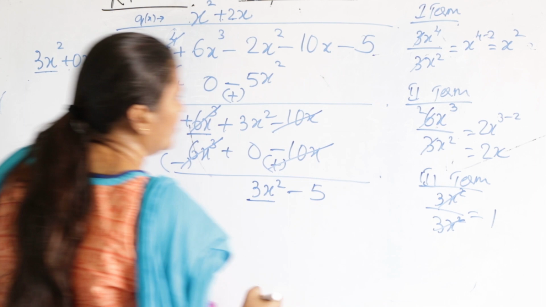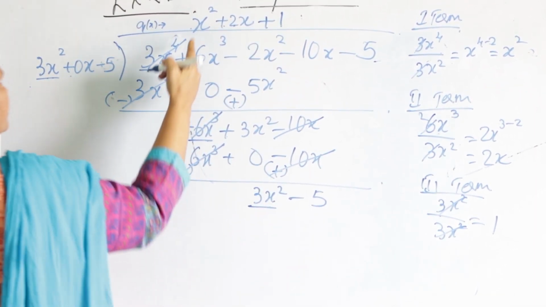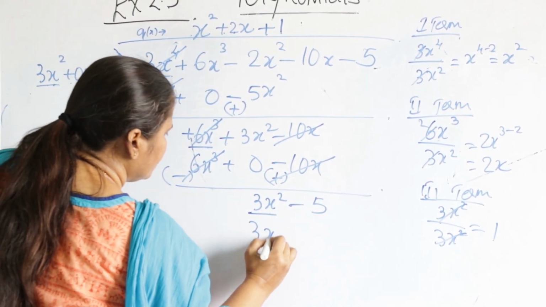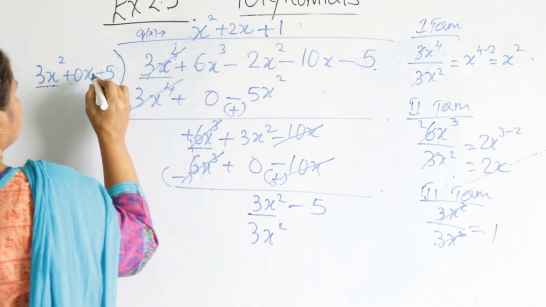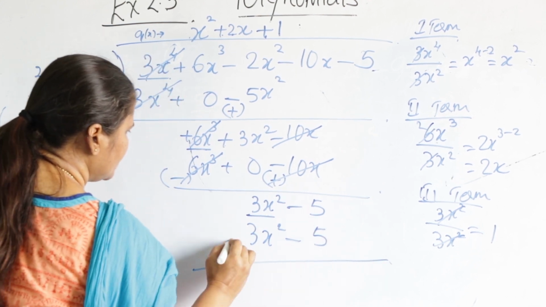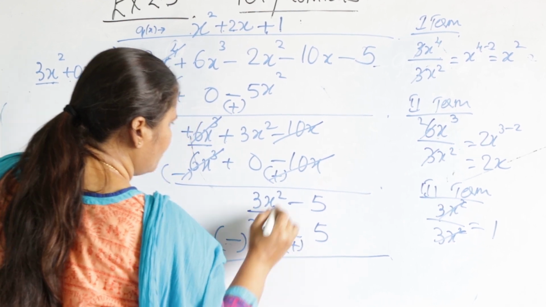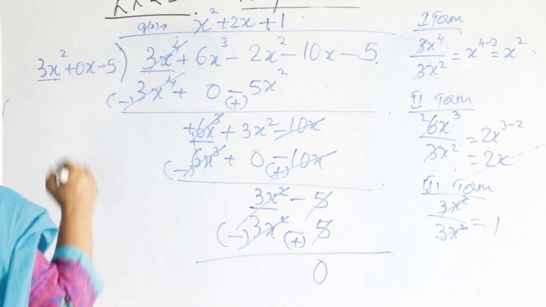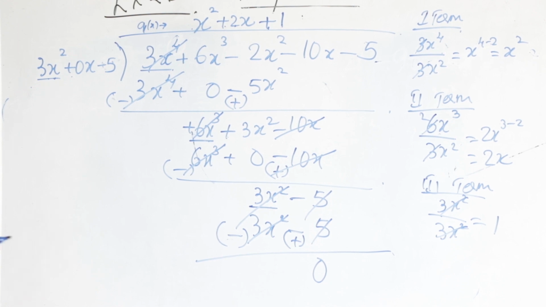Cancel. It becomes 1. Plus 1, right? So this will be 1 times 3x square, 3x square. 0, let's ignore. Plus into minus, minus 5. So this will become plus. So this will become minus. And this will become plus. Cancel. 0. Yes. Now, the next important step is, we are still not finished.